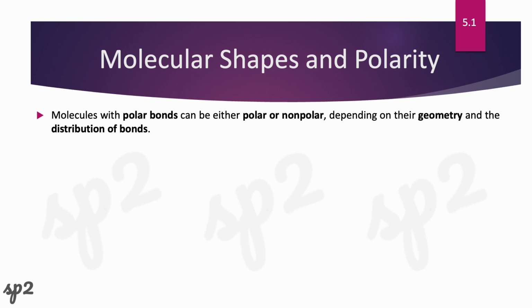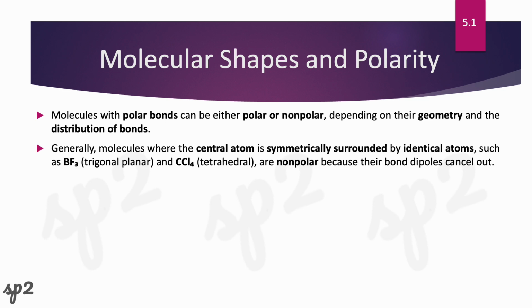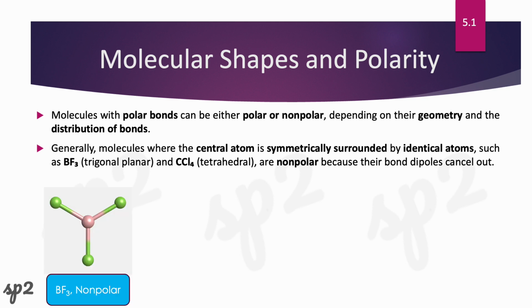That means, overall, molecules with polar bonds can be either polar or nonpolar, depending on their geometry and the distribution of the bonds. Generally speaking, molecules where the central atom is symmetrically surrounded by identical atoms, such as BF3 or CCl4, are going to be nonpolar because their bond dipoles cancel out. Let's take a look at a couple more examples. So yes, BF3, as we said, is nonpolar.